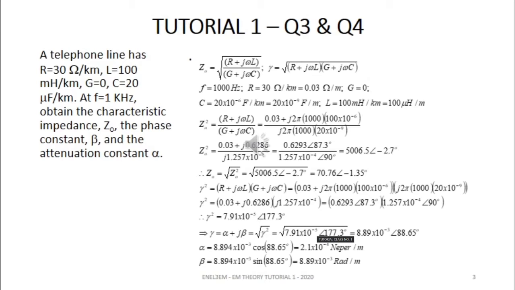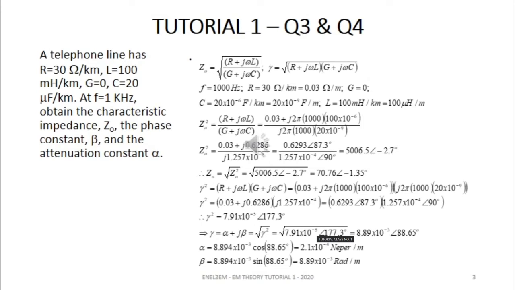Okay, so the square root of 5006.5 is 70.76, while the angle, which was minus 2.7, now becomes, when you take the square root, minus 1.35 degrees. So that is our characteristic impedance Z0.